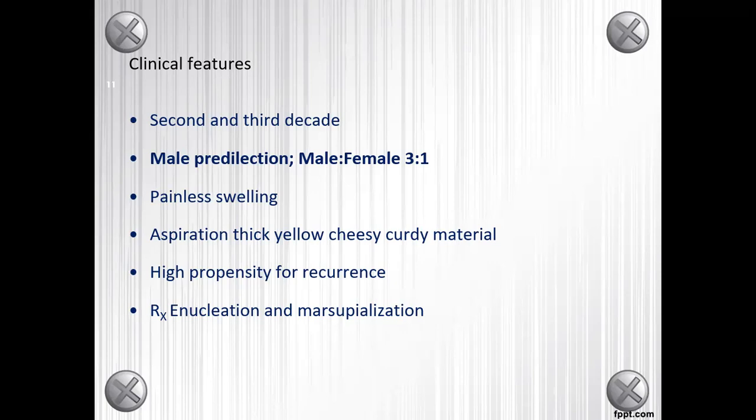Okay, so the aspiration is a thick yellow cheesy material. It is basically made up of keratin. That is why the aspirate of your OKC, being a cyst also, is not a thin aspirate, or the yellowish fluid you think of in case of a cyst. Here the aspirate is thick because it is filled with keratin.